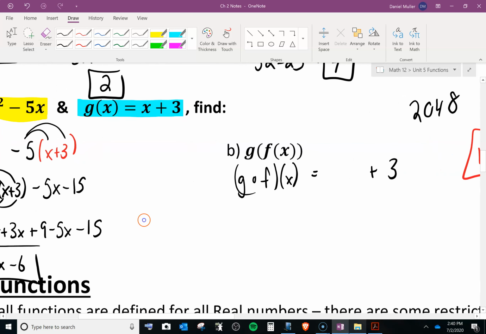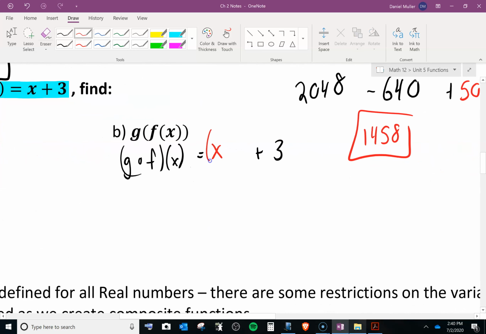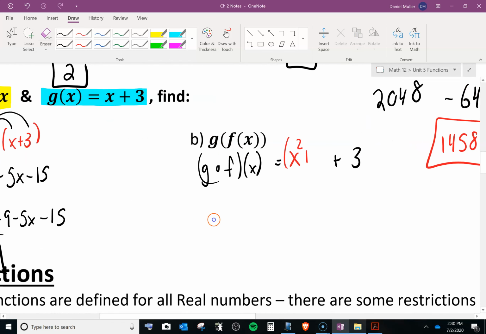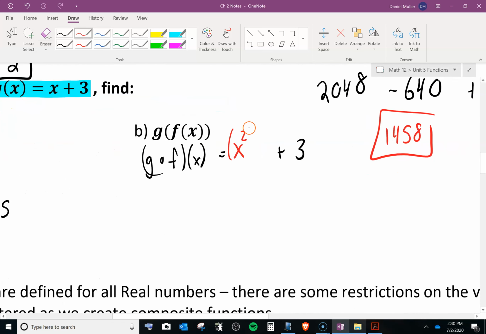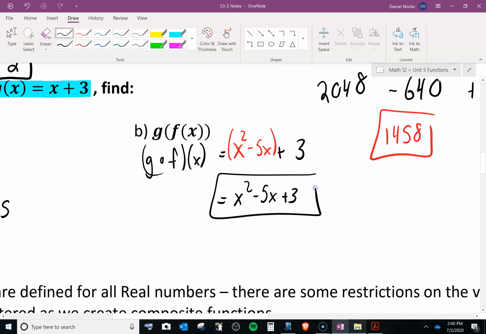I forgot what f was. It's x squared minus 5x. And there's nothing to do here, we're not squaring it, so it's just x squared minus 5x plus 3. And that's usually the case. One of the ways is often very, very simple, and the other one requires a little bit more.